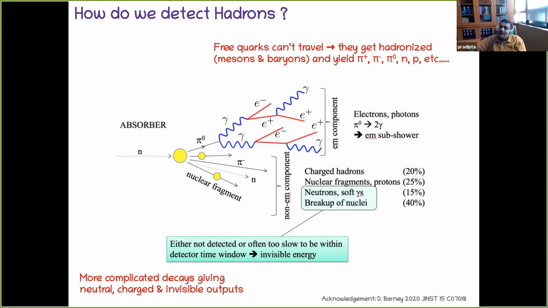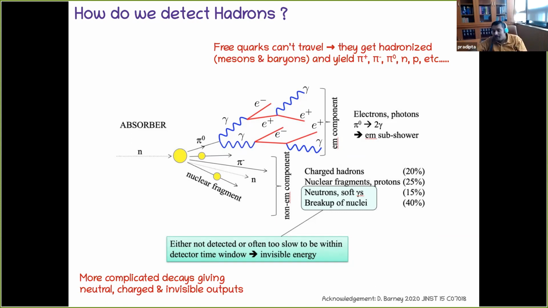And finally, sometimes if there is an instability, then the heavy nuclei can break into a pair of nuclei. So all these diverse processes are possible when you are trying to detect hadrons. That's why detecting hadrons is way more complicated than detecting a lepton. It gives you neutral charge as well as invisible outputs.